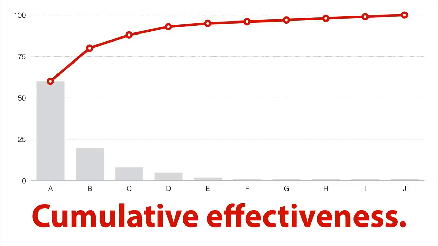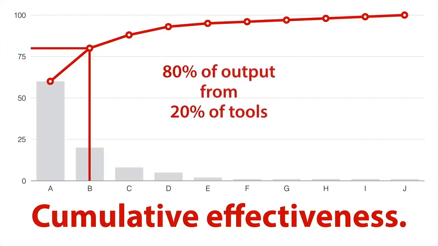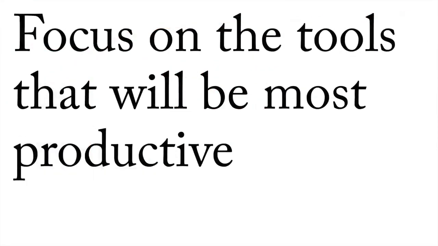The important thing about this is you only have to go to the second tool. That's 2 out of 10. So that's B, that's 20% of your tools. And in this made up example, you've got 80% of your output. So 80% of the output from 20% of the tools. That's a fictional example of the Pareto principle, but I find in real life it tends to work something approximately like that. And so you don't necessarily have to learn everything, and you don't have to learn how to do everything in everything. Instead, you want to focus on the tools that will be most productive, and specifically most productive for you.